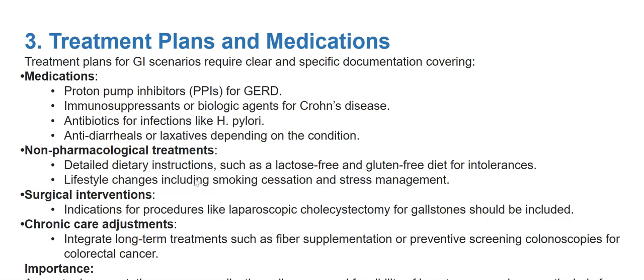Now, non-pharmacological treatments: detailed dietary instructions such as a lactose-free and gluten-free diet for intolerances, lifestyle changes including smoking cessation and stress management. Surgical interventions: indications for procedures like laparoscopic cholecystectomy for gallstones should be included. Chronic care adjustments integrate long-term treatments such as fiber supplementation or preventive screening colonoscopies for colorectal cancer. Importance here: accurate documentation ensures medication adherence and feasibility of long-term care plans, particularly for chronic conditions prone to exacerbations.